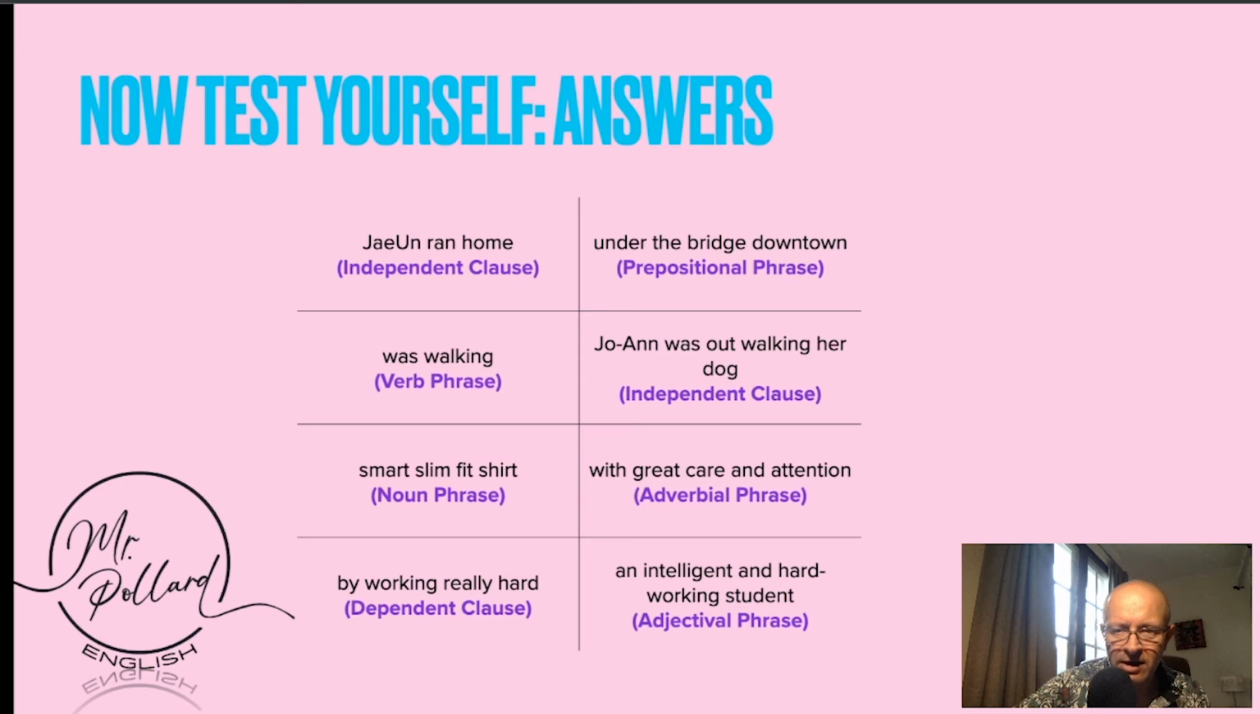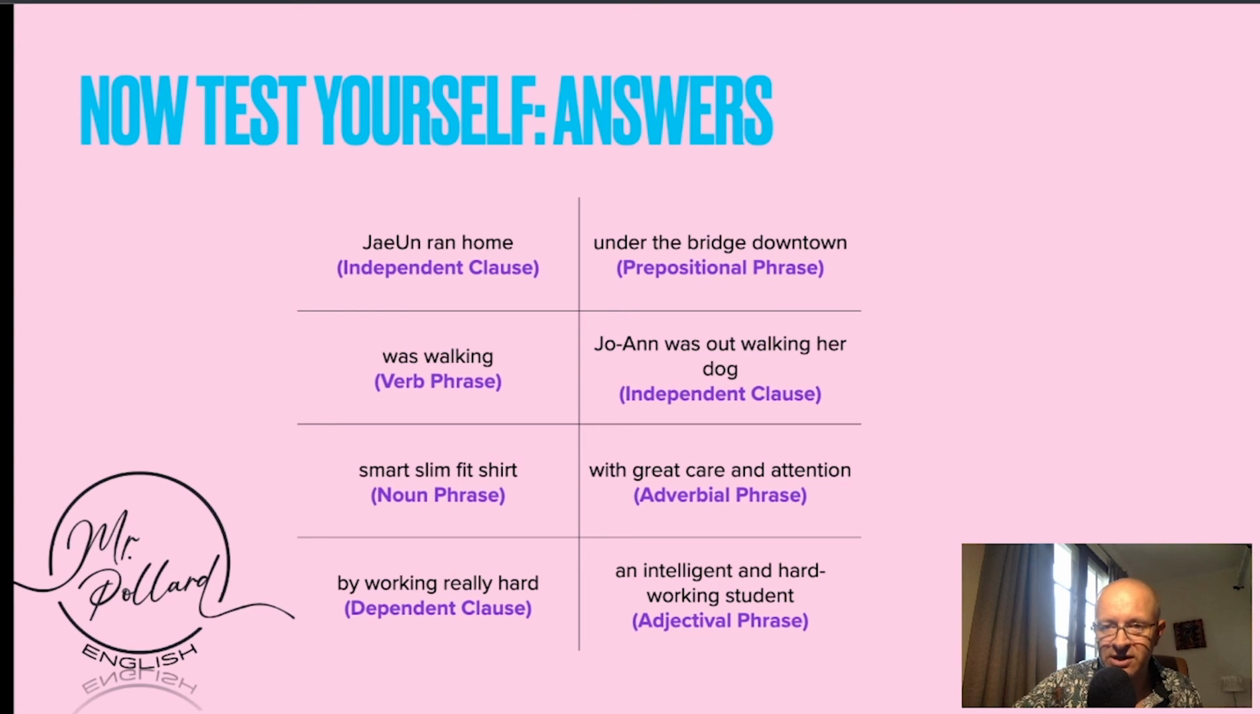Okay, so here are the answers then. Jae-un ran home is an independent clause. Whilst walking, verb phrase. Smart, slim fit shirt, noun phrase. By working really hard, dependent clause. Under the bridge downtown, Chili Peppers lyric, also though a prepositional phrase. Joanne was out walking her dog, independent clause.